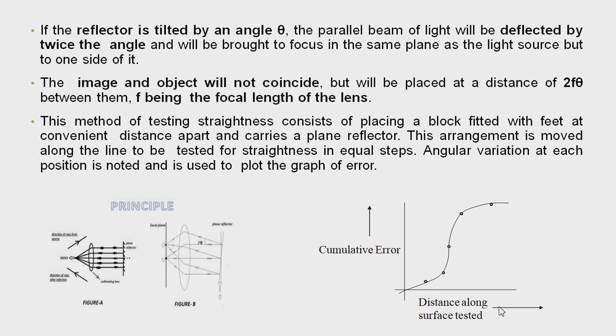Now this method of testing straightness consists of placing a block fitted with feet at a convenient distance apart, which carries a plane reflector. This arrangement is moved along the line to be tested for straightness in equal steps. Angular variation at each position is noted and used to plot the graph of error as shown in figure. So I think this method is clear to all of you.